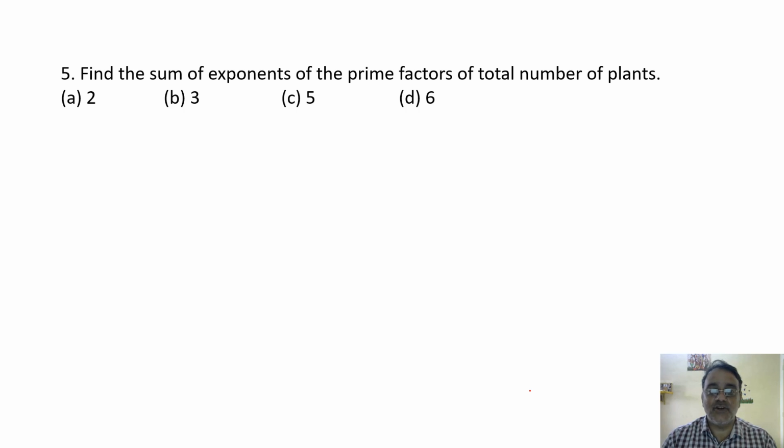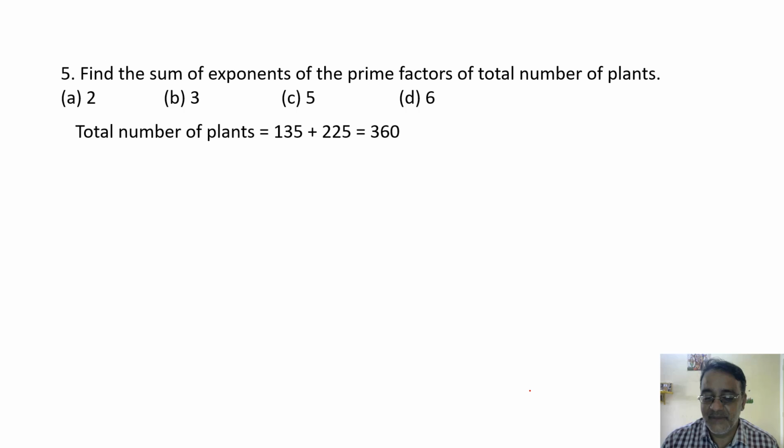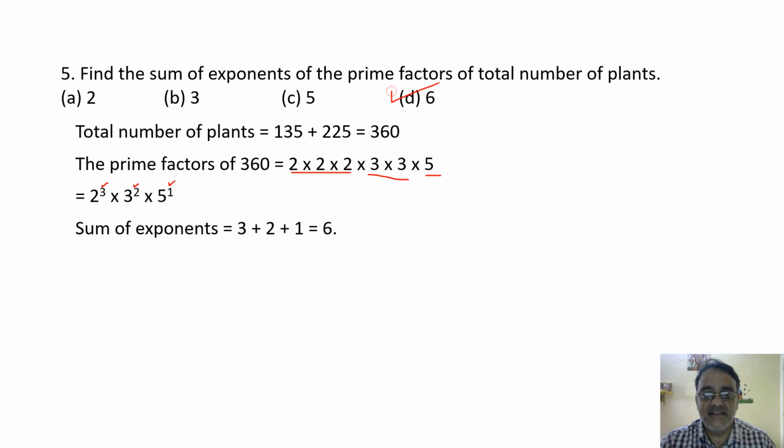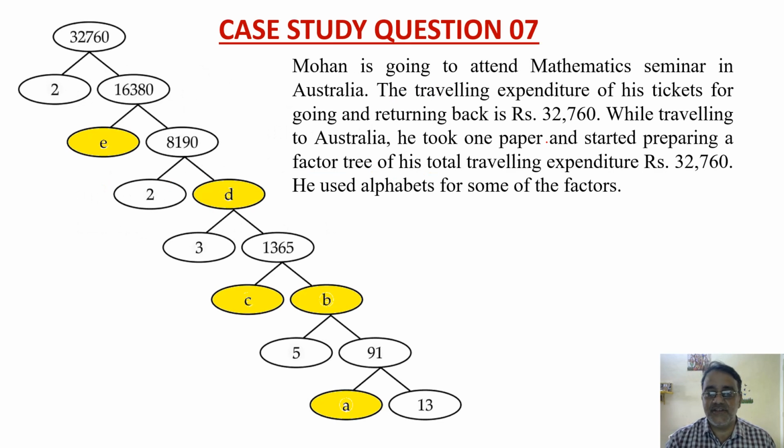So total number of plants already we got 360. अब 360 का हम लोग प्राइम फैक्टराइजेशन निकालेंगे. So 36 का ऑलरेडी हमारे पास है 9 इंटू 4 इंटू 9, उसमें 2 इंटू 5 भी ऐड करना है. So 2 into 2 into 2 into 3 into 3 into 5. So 2 to the power 3, 3 to the power 2 and 5 to the power 1. सारे एक्सपोनेंट्स को ऐड करो. 3 plus 2 plus 1. So what you are getting? 6. Right. And the correct option is D. So now we are moving toward the next case study question number 7.